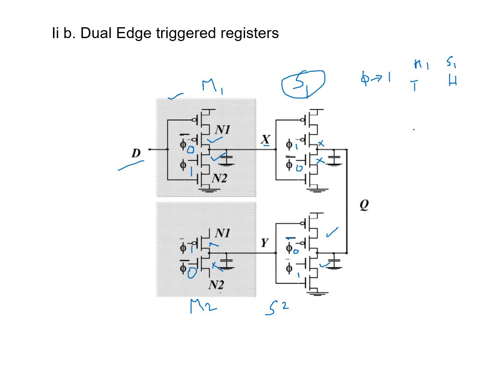Okay, at the same time my master 2 is in hold state and slave 2 is in transparent state. Now when I am transiting my clock from 1 to 0, my master is in hold state. The data that is there in X will be processed in your slave, and now your slave S1 is in transparent state, and master 2 is in transparent and slave 2 is in hold. Okay, now I will get my output Q.